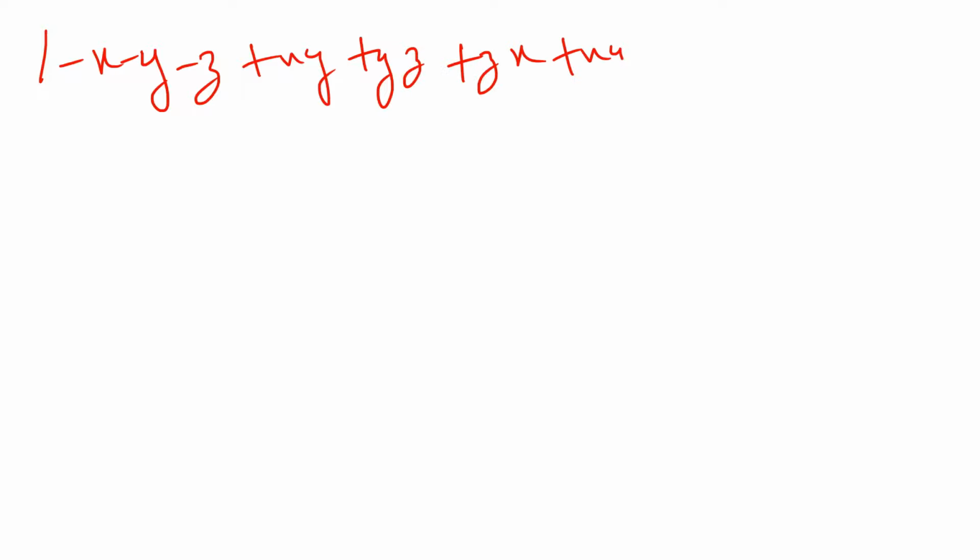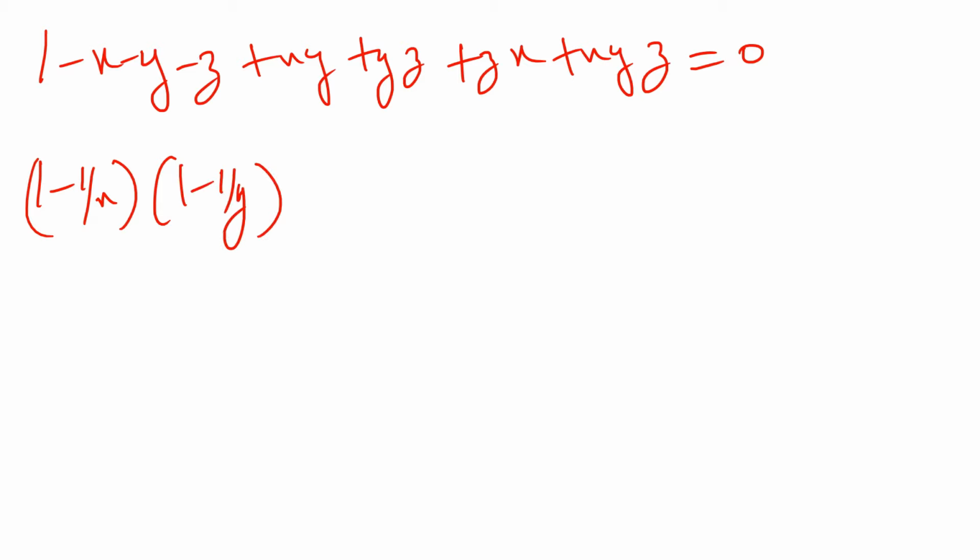Now students, we have got 1 minus x minus y minus z plus xy plus yz plus zx plus xyz equal to 0, because the value of this determinant was given to us as 0. Now we are expected to find the value of this expression. Now just note these steps carefully, because I will be explaining how to get the value of this expression.